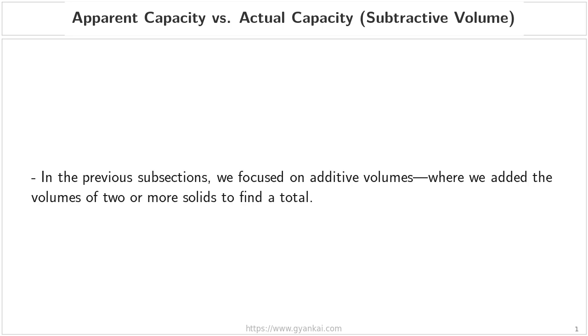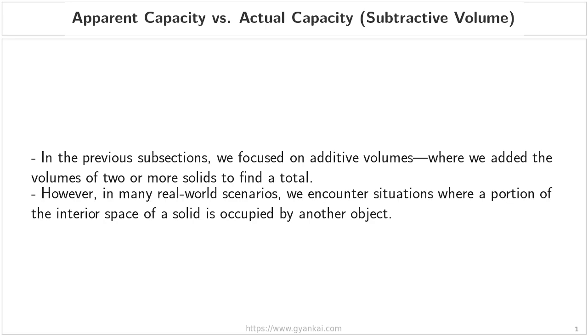Welcome, everyone. Before we dive into today's new topic, let's take a moment to reflect on what we have already mastered. In our previous lessons, we focused on what we call additive volumes. This is the process where we take two or more separate solids and add their volumes together to find a new, larger total volume. However, as we move into more complex geometry, we need to prepare for different real-world scenarios.